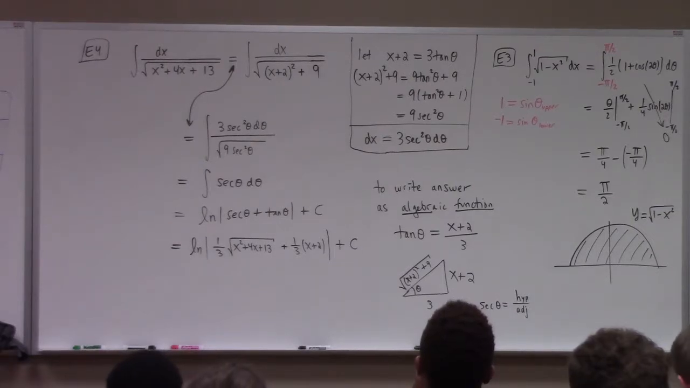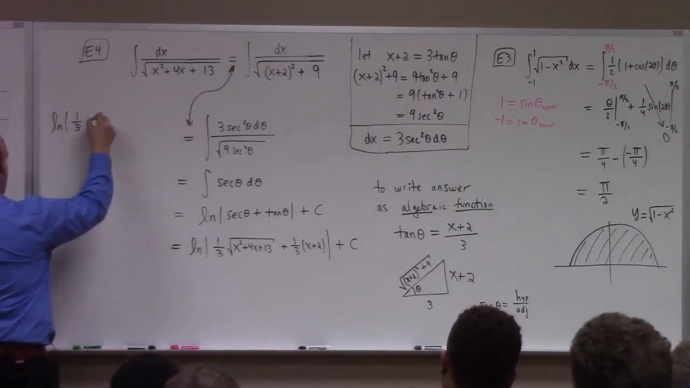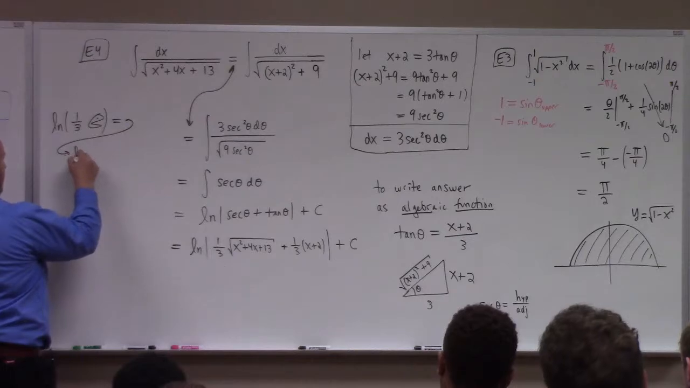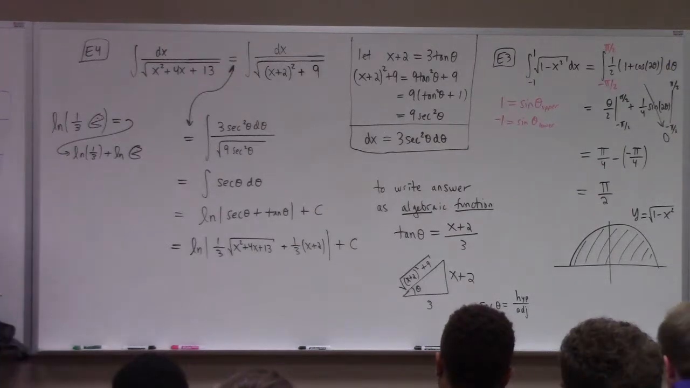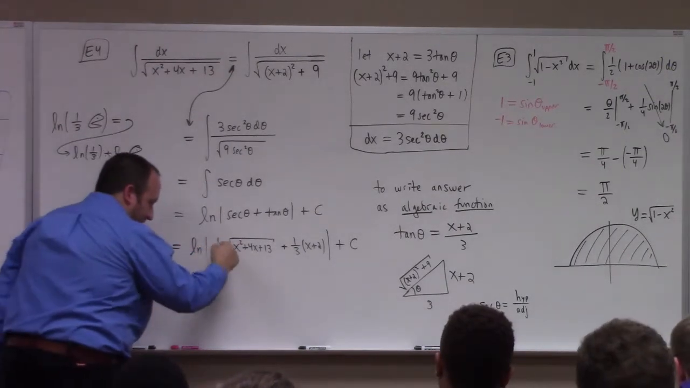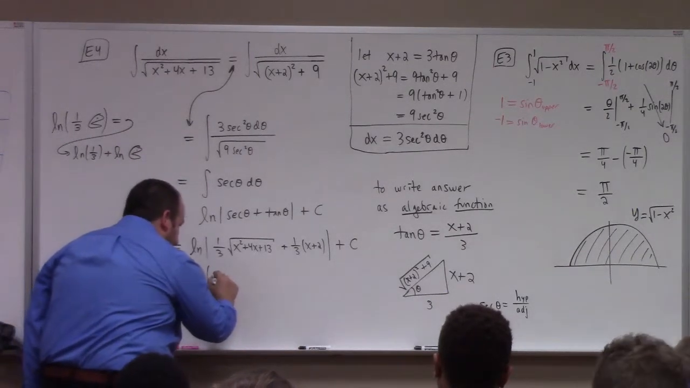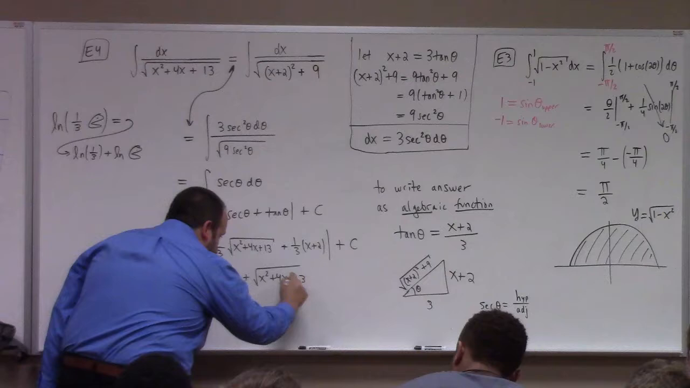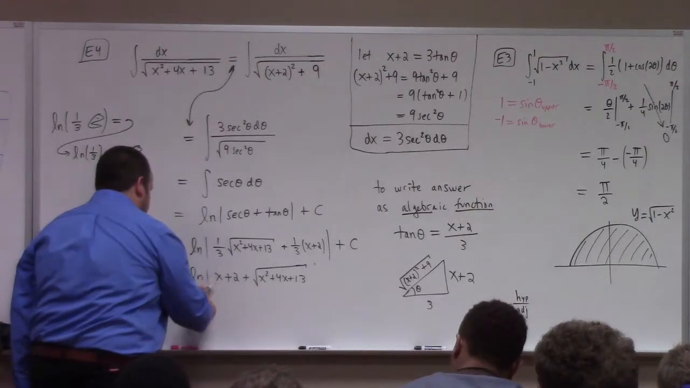We could factor out 1/3 in the argument of the log, right? What happens if you have the log of 1/3 times something? What are the laws of logarithms? It's the log of 1/3 plus the log of the something. So my point is we can factor out this third, and we can rewrite this simply as the log of x plus 2 plus the square root of x squared plus 4x plus 13. Close. Actually, do I need absolute values here? And why don't I?